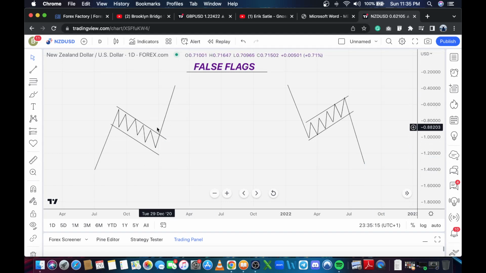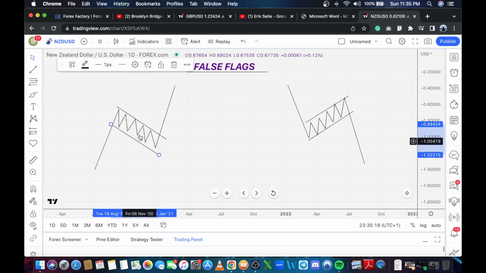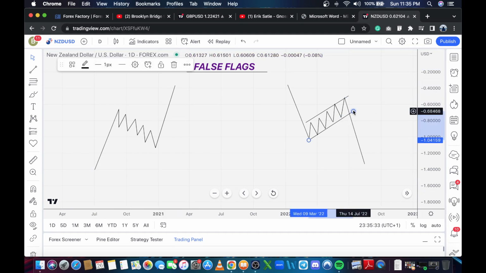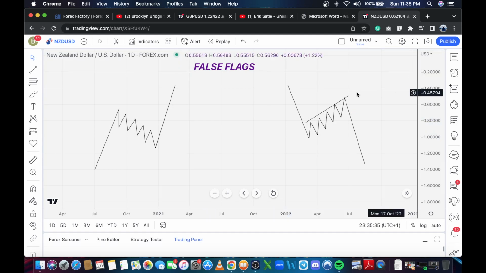So now with classic false flags, this is what they look like ideally. The market makes an impulsive move in one direction, then the market starts to retrace, and then makes another impulsive move in the previous direction of the impulse price swing. Same thing with the bearish false flag or bearish flag. Market makes one move on the downside, retraces back up, and then makes a continuation move lower.